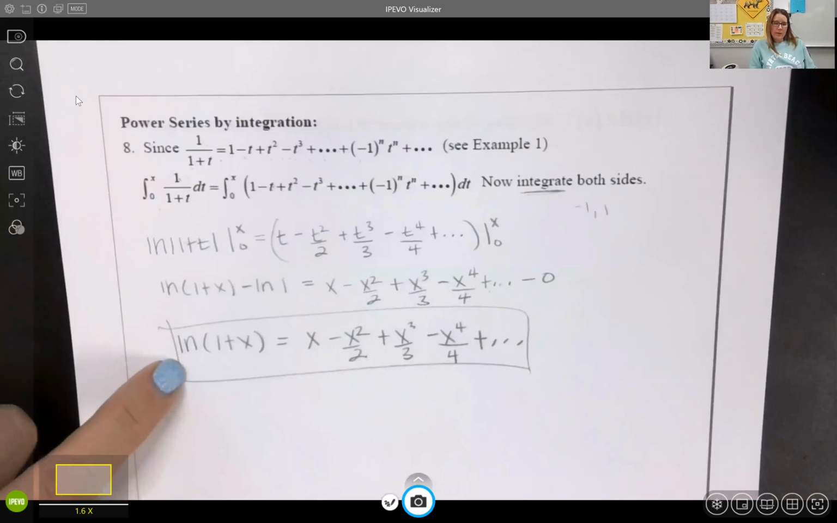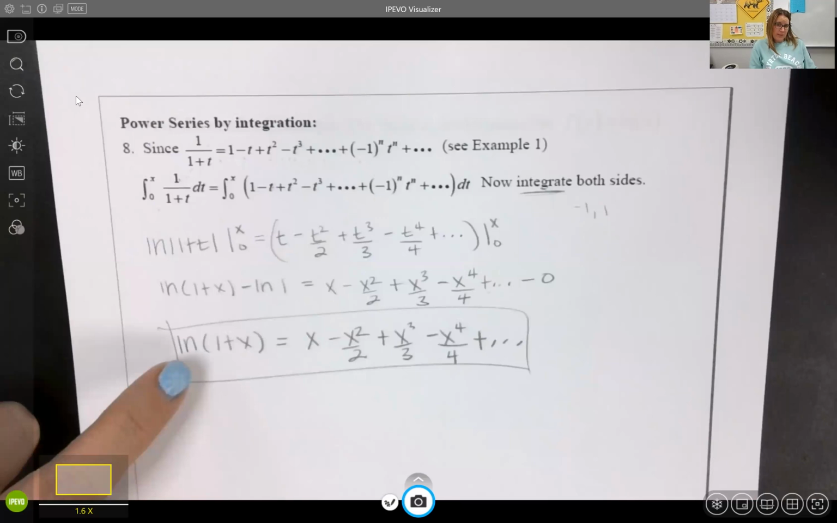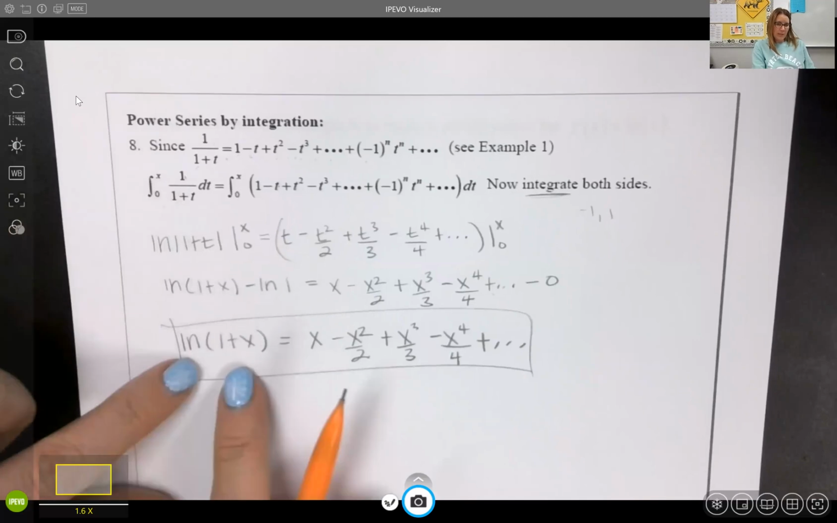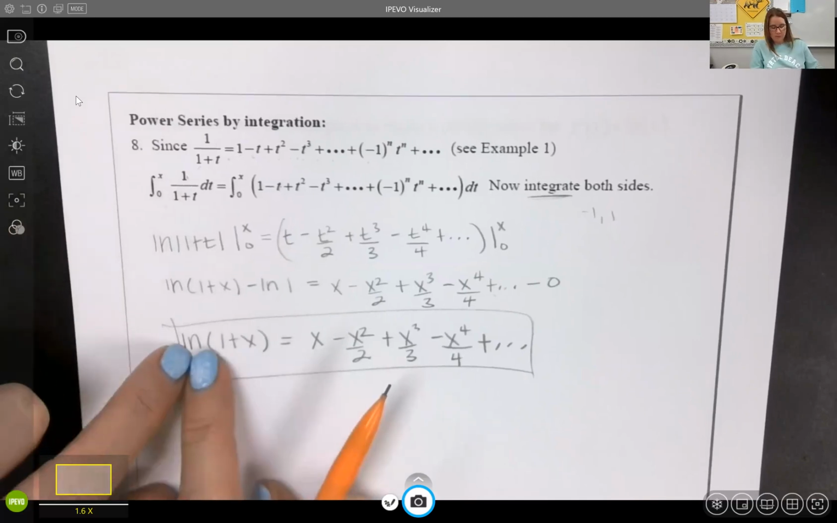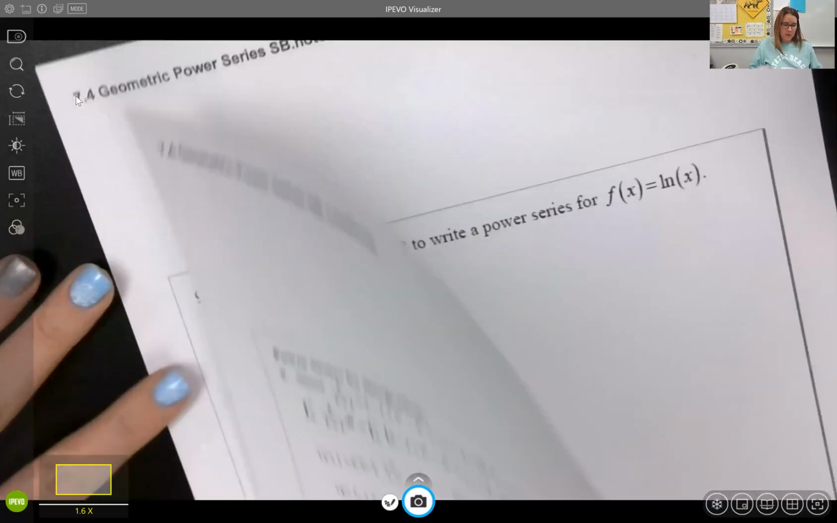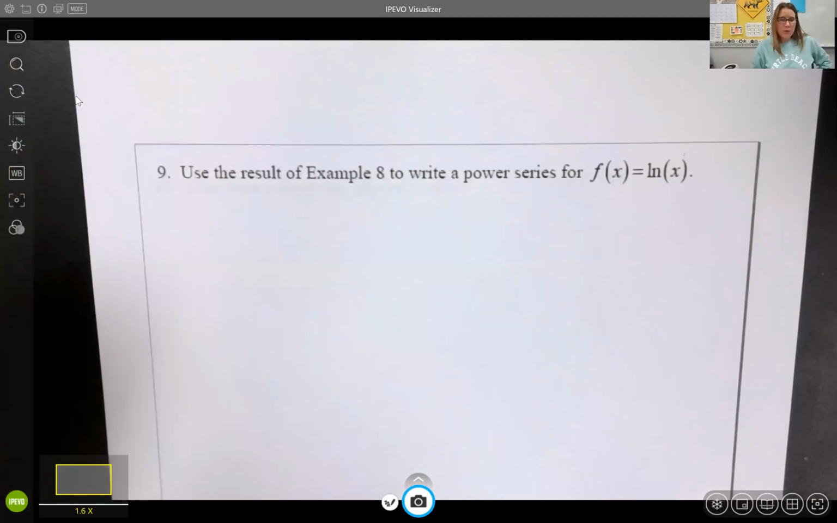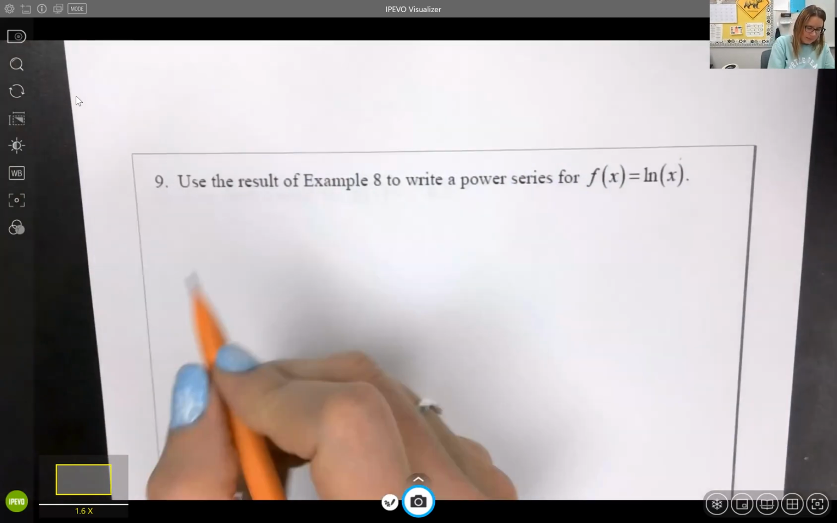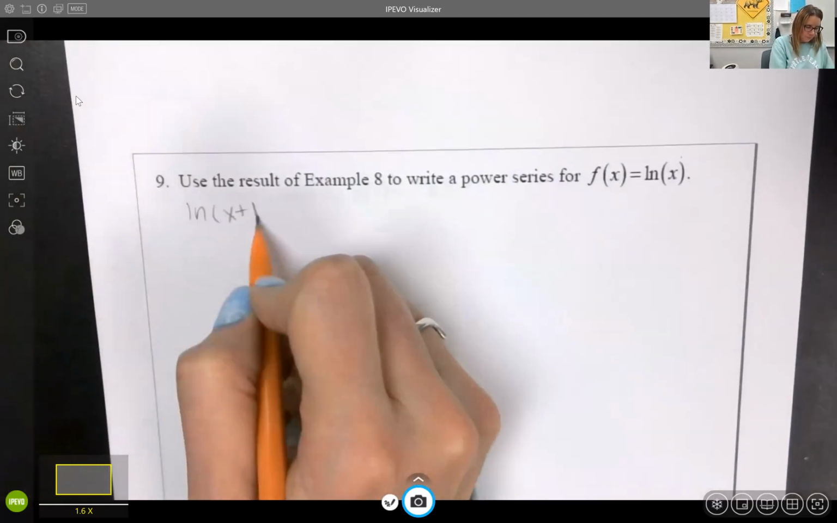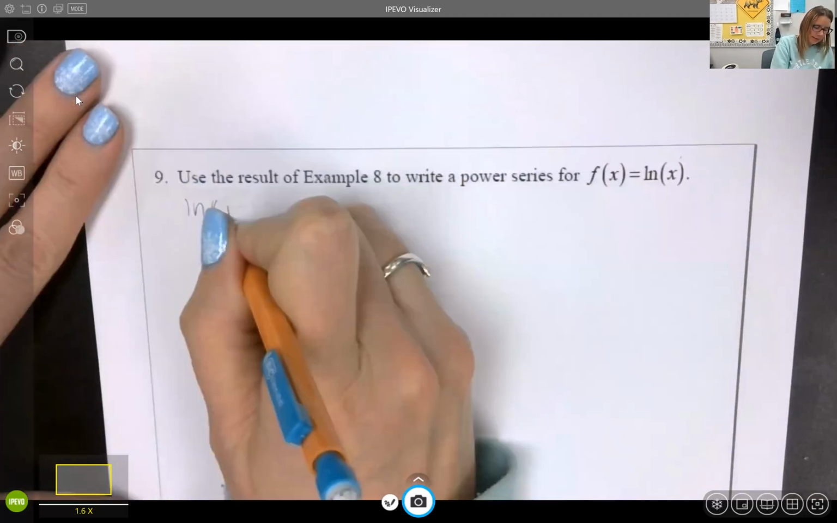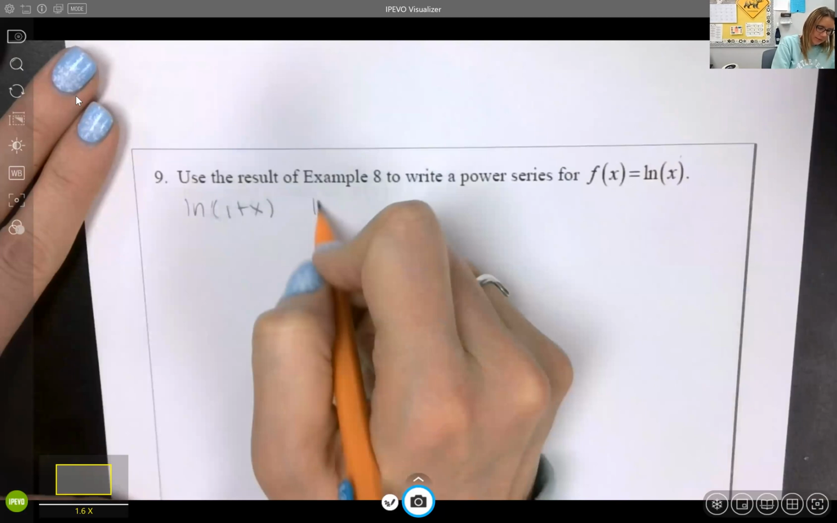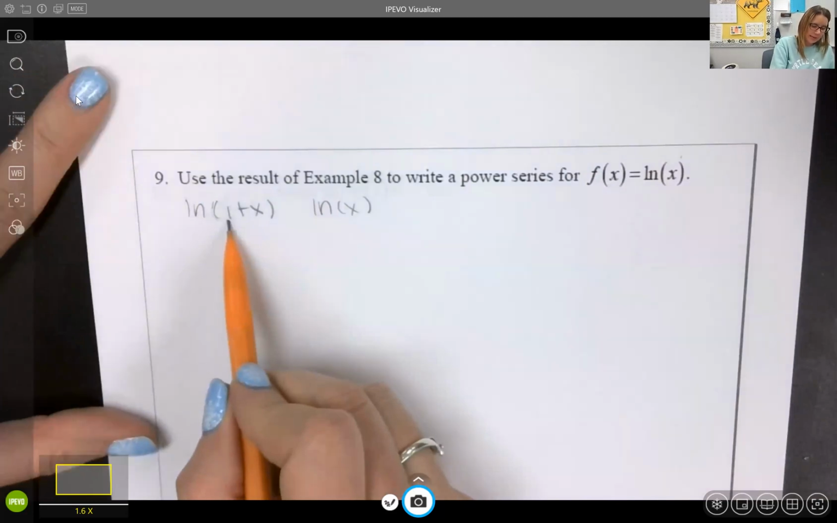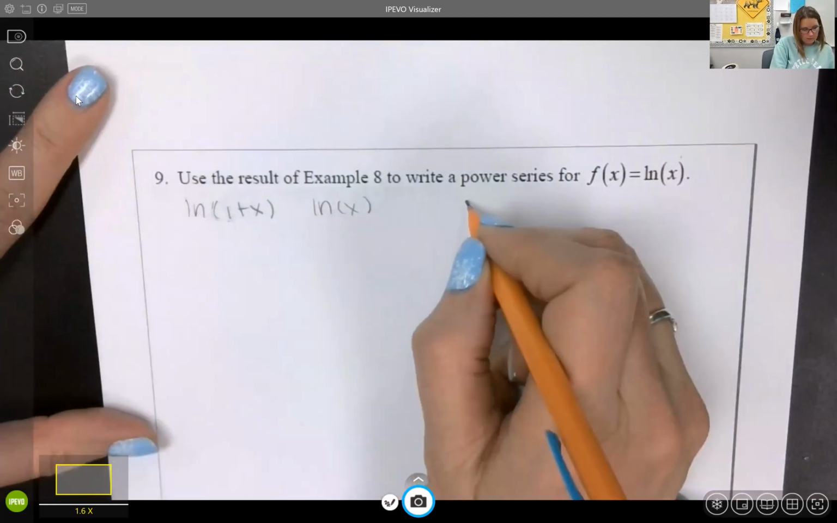Okay, so the power series for the natural log, and this is natural log of 1 plus x. So when we get down to the next example, instead of having 1 plus x, I want to just know the natural log of x, because that's a function that we use quite often. So we're going to use those results to write the natural log of x. So I have to turn the natural log of 1 plus x into the natural log of x. So I need to get rid of a 1 right here. So I'm going to replace my x with an x minus 1.